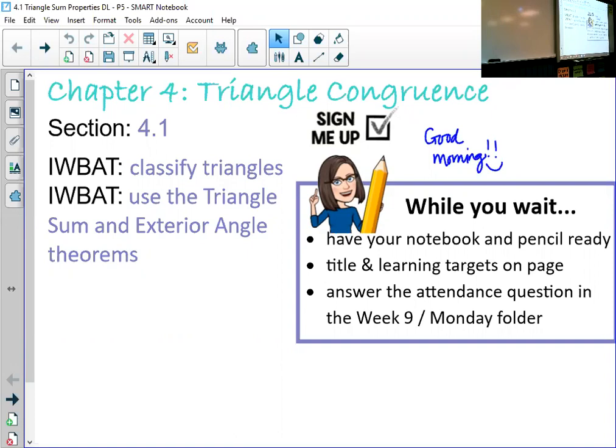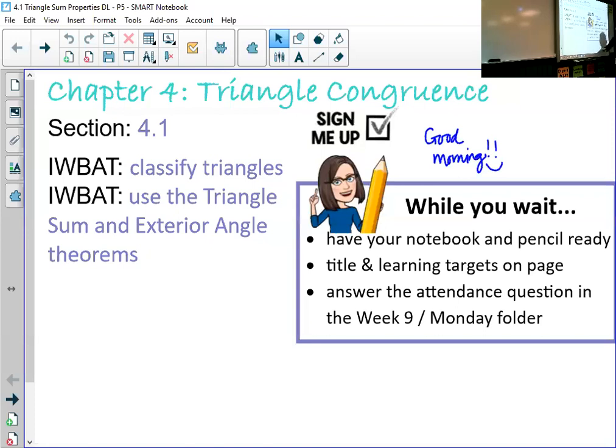So this is section 4.1. We are starting chapter 4. And chapter 4 is all about triangles. So our learning targets today are: I will be able to classify triangles, which is not brand new information. You've seen some of this in middle school. The other learning target is: I will be able to use the triangle sum and the triangle exterior angle theorems.